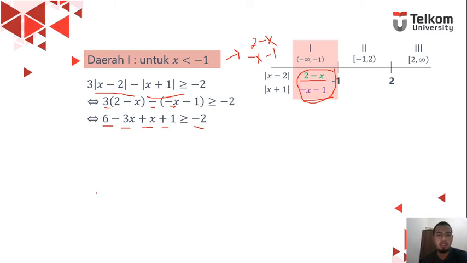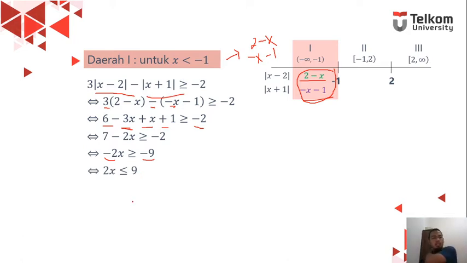Okay, next we just compute this one: minus 3x plus x is minus 2x, 6 plus 1 is 7, and also minus 2. So next we move it here, and we get minus 2x bigger than or equal to minus 9. Because this is using the minus, we have to swap, then 2x less than or equal to 9 over 2. So we get x less than or equal to 9 over 2.